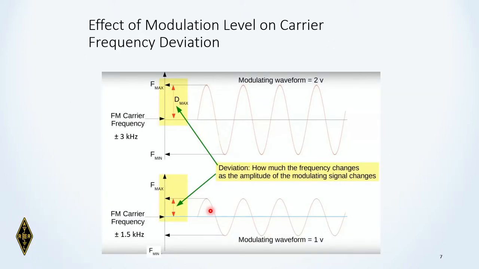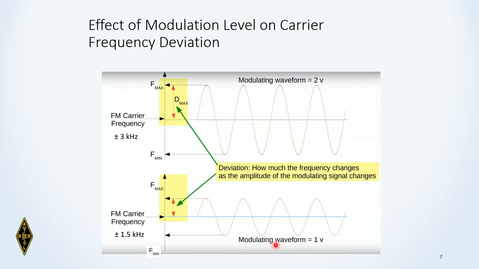And here's a diagram, originally from Kassler. A couple of things to note here. To start off with, we are going to be applying a modulating waveform, in this case, of 1 volt. This is a tone again, a nice even sine wave, of 1 volt. And that's going to result in an FM carrier frequency deviation of plus or minus 1.5 kilohertz. So if this is the carrier frequency, we're going to be deviating above and below that by 1.5 kilohertz.